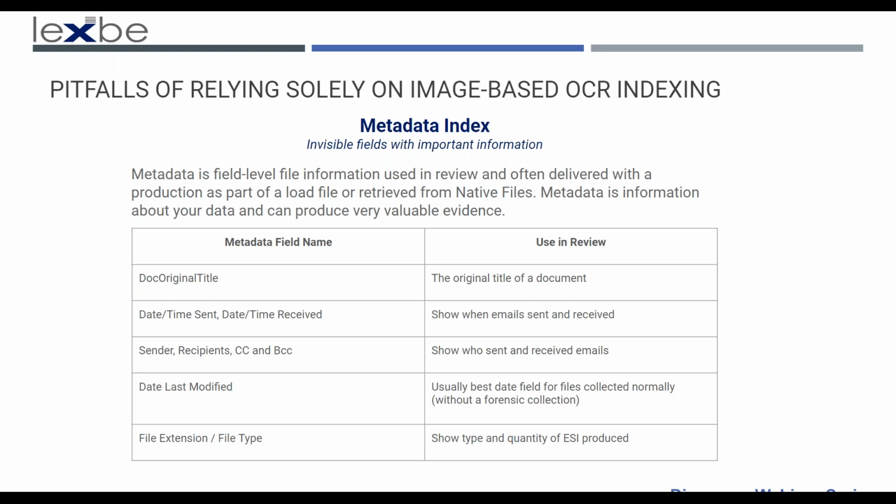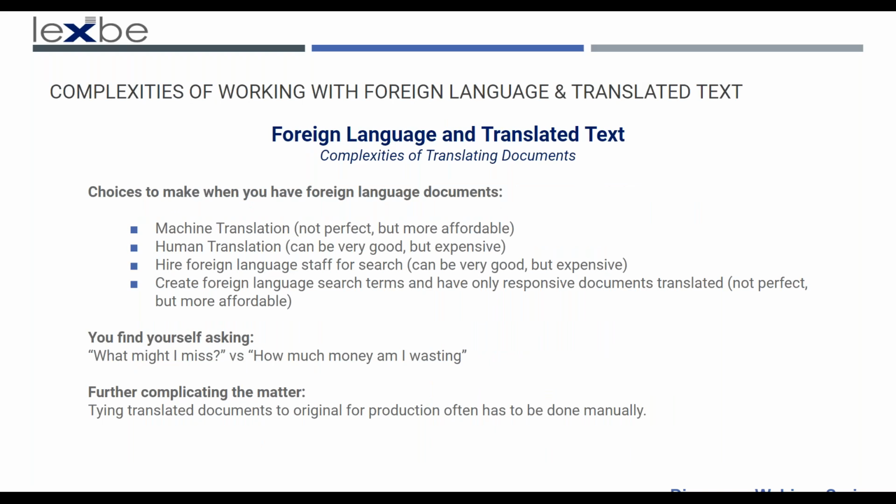Moving on to foreign language and translated text. There are, of course, many complexities of translating documents. So when you're facing a case that has some volume of foreign language documents, you have to decide, first of all, how you're going to handle it. You have machine translation, which is not perfect, but can be very affordable. You can do human translation, which is very good, but is expensive. You're paying somebody by the hour to do that review.